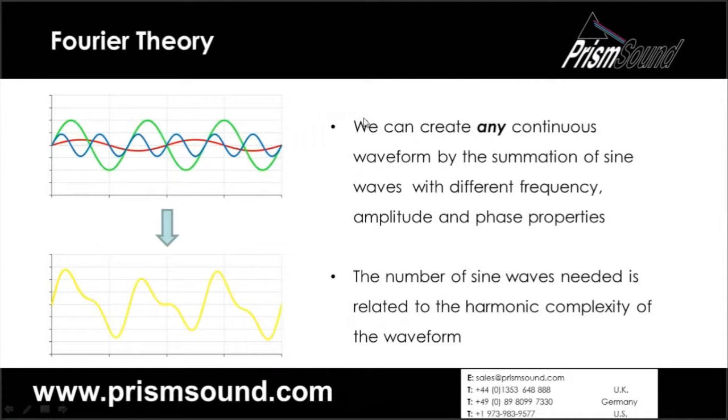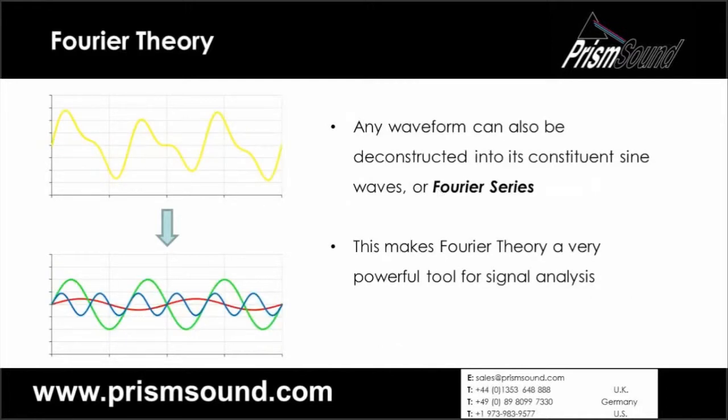Okay, so we'll get into the presentation itself. We'll start off with a bit of Fourier theory. This says that we can create any continuous waveform by the summation of a group of individual sine waves with varying frequency, amplitude and phase properties. And the number of sine waves this takes would be related to the harmonic complexity of the waveform. You can see this in the diagram to the left. We've got the individual sine waves, and then below, when you sum them all together, you get that yellow trace at the bottom.